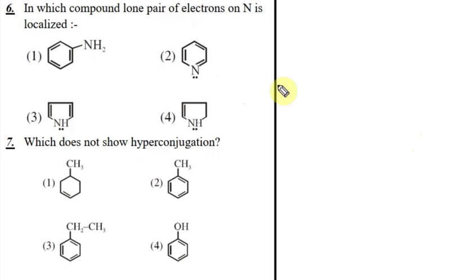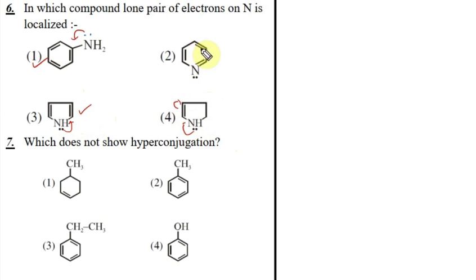In which compound is the lone pair of electrons on nitrogen localized? Localized means there is no resonance. Delocalized is in many places. For example, when you take this, this is delocalized because it goes into the ring. Similarly here this goes into the ring, 2, 2, 2, 6 pi electrons. So it goes into the ring, therefore aromaticity comes. So this is heavily delocalized, this is delocalized. Here also this is delocalized.